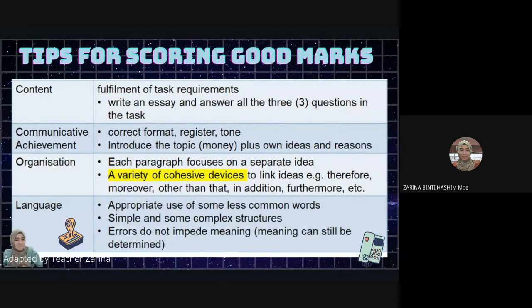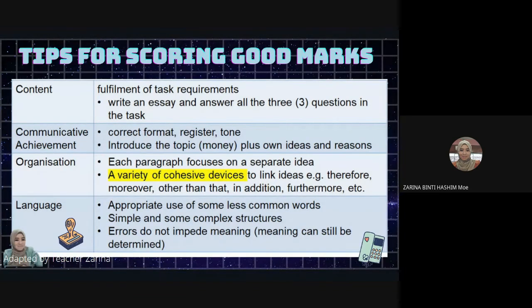Communicative achievement, or CA. You have to use the correct format, register and tone, and you have to introduce the topic, which is money, plus your own ideas and reasons. So you give your ideas and your reasons.